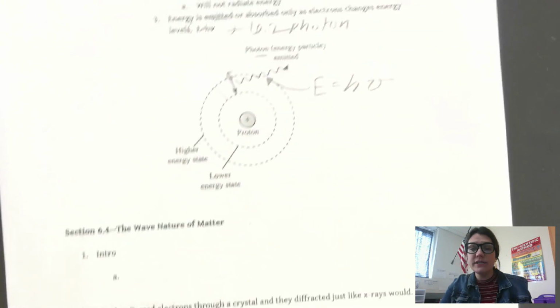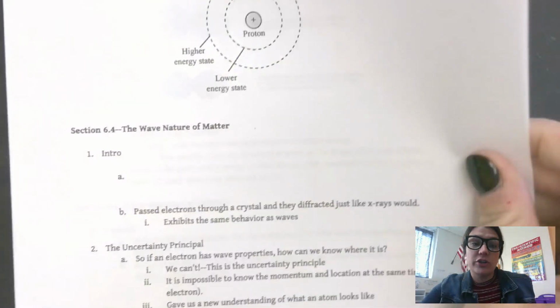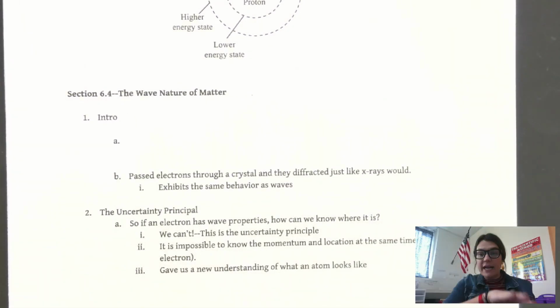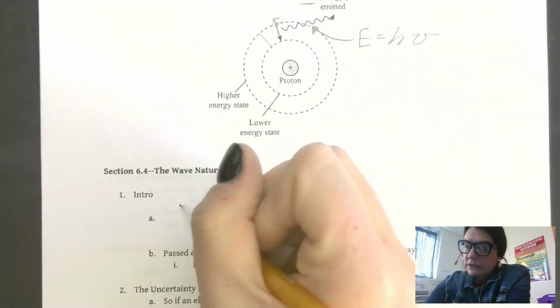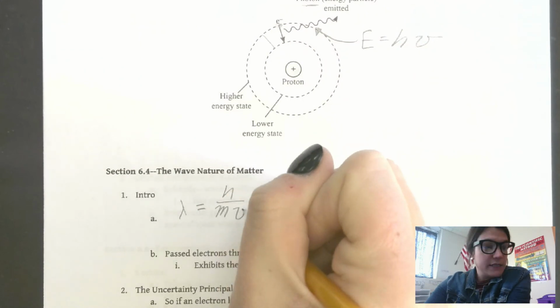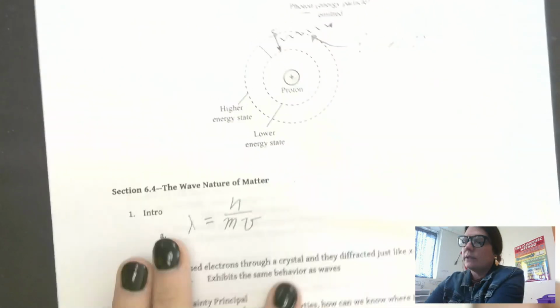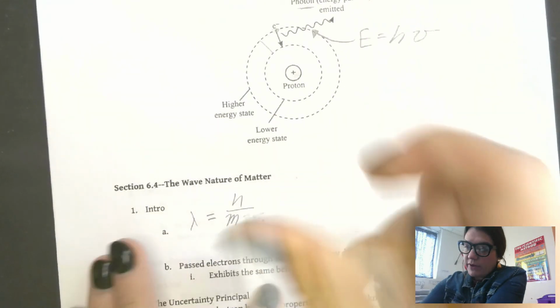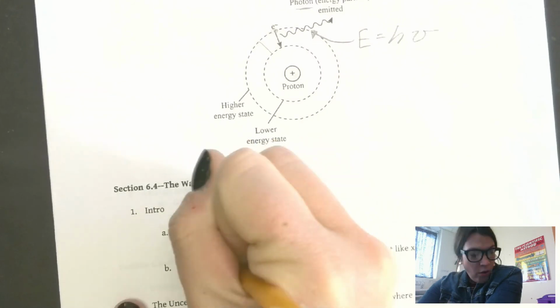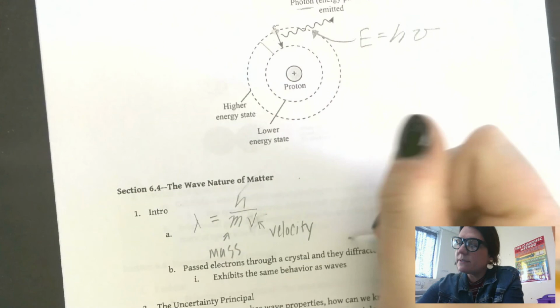Which brings us to the next section, which is the wave nature of matter. So we talked about the wave nature of light, meaning light has those waves. Well, now we're going to talk about matter. So we know that the wavelength is equal to Planck's constant divided by the mass of a substance times its velocity. I drew a nu and I wanted a v, I'm sorry, times velocity. And this is mass. Okay, this is momentum.